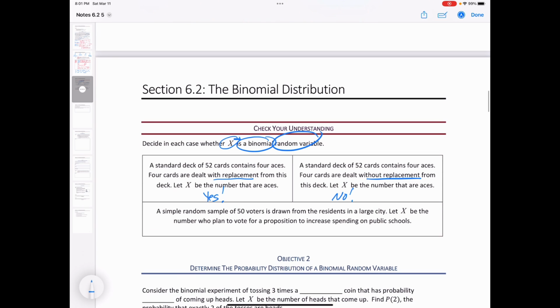Now, I'm going to explain this last one. It says a simple random sample of 50 voters is drawn from the residents in a large city. Let X be the number who plan to vote for a proposition to increase spending on public schools. All right, binary would be they vote yes. Success is yes. Failure will be that they say no. Independent, they're taking 50 voters from a large city. That's less than 5% of the city. So they're independent. There's a set number of people that are taking 50, and the probability of success isn't going to change because the town is so big. And again, that's why they're telling you that about the large city.